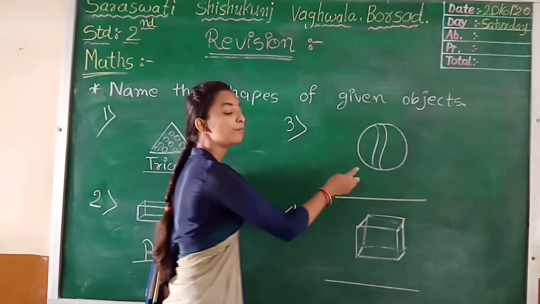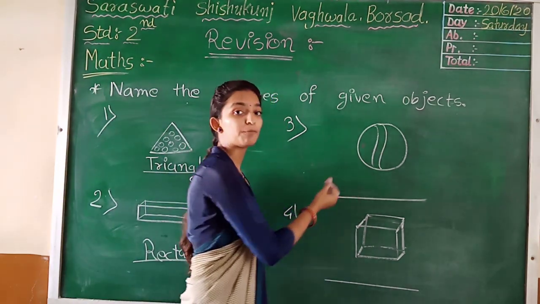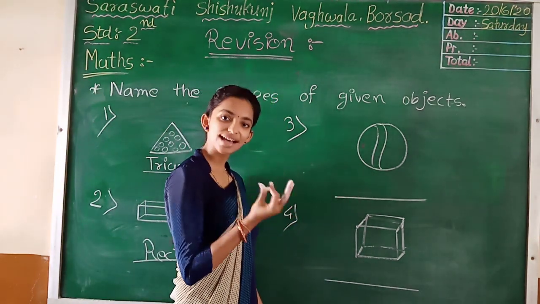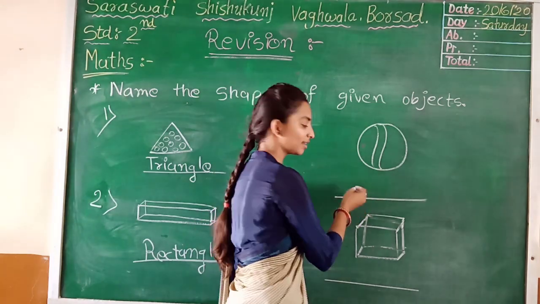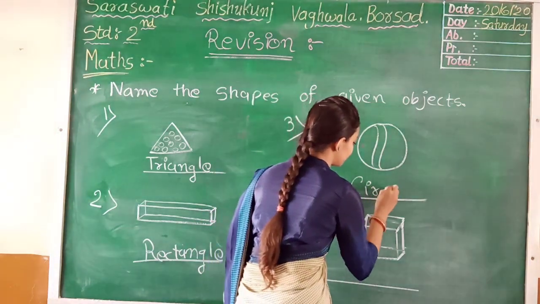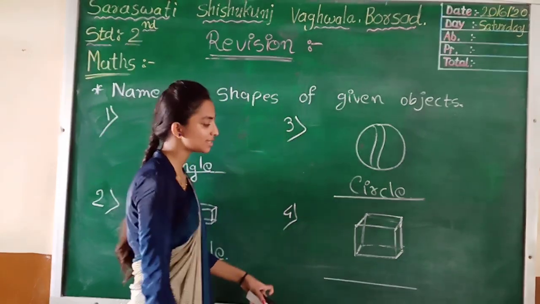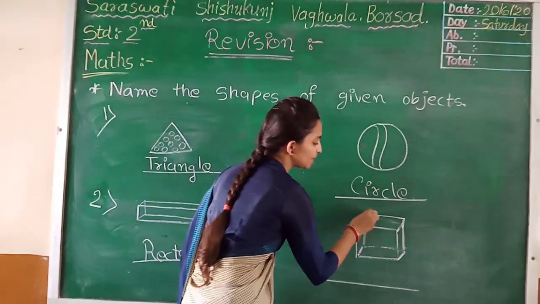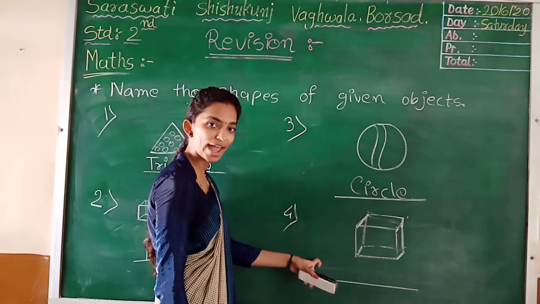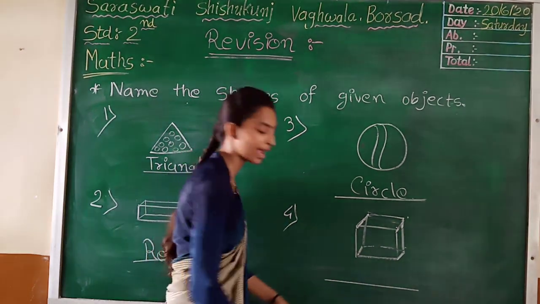Third one is ball. The shape of the ball is which? Circle. So write here circle. Fourth one, which shape is this? Square. So write here square.